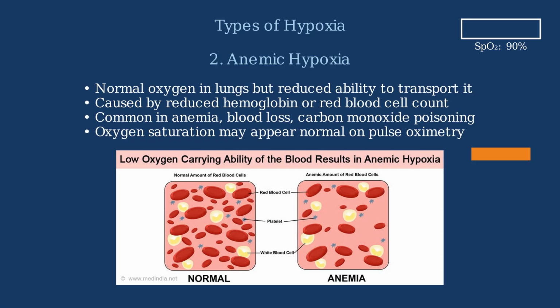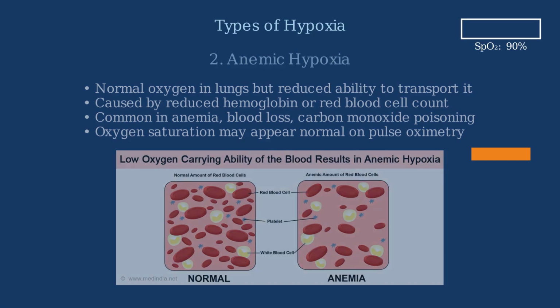The second type is anemic hypoxia. This occurs when the blood cannot carry sufficient oxygen despite normal oxygen levels in the lungs. Anemic hypoxia is caused by a reduced amount of functional hemoglobin or a decreased red blood cell count. This limits the blood's oxygen-carrying capacity. This type of hypoxia is common in conditions such as anemia, blood loss, and carbon monoxide poisoning. Interestingly, oxygen saturation measured by pulse oximetry may appear normal, as the remaining hemoglobin is still saturated with oxygen.